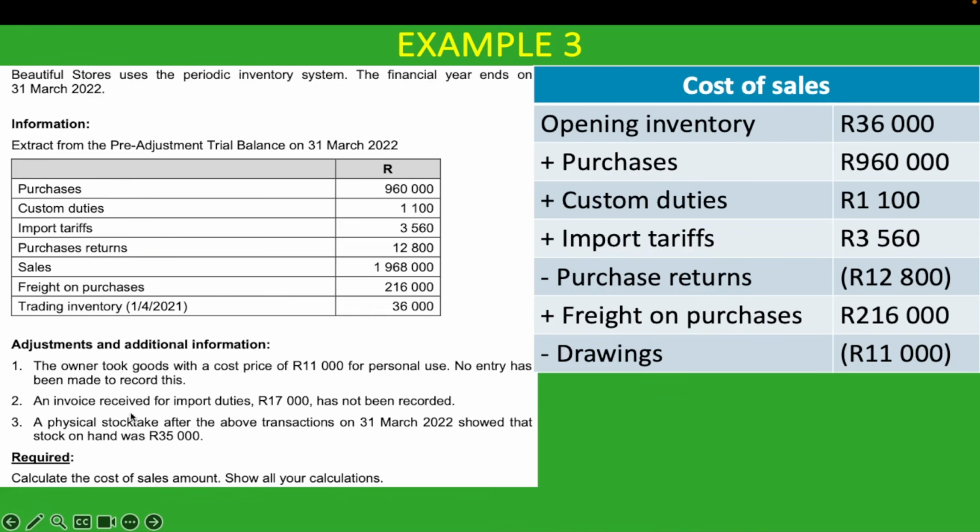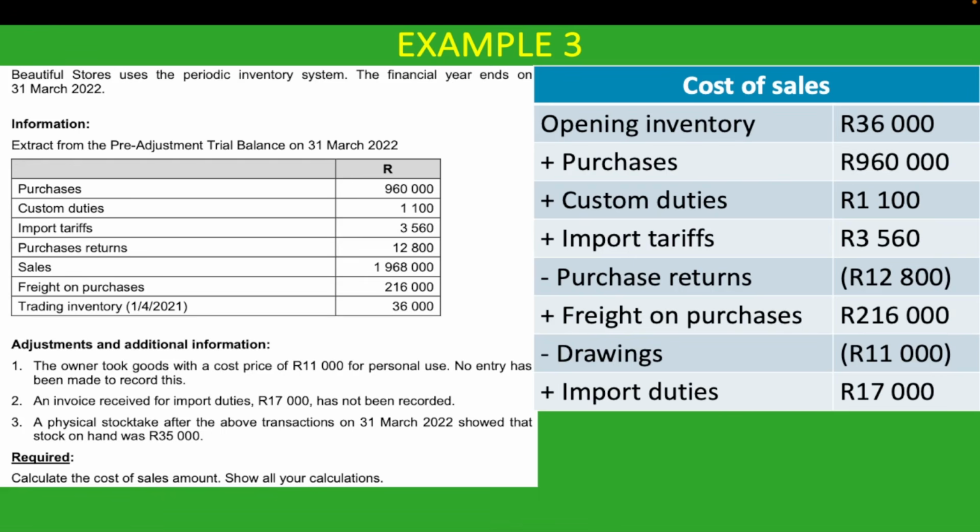And then number 2 says an invoice received for import duties of 17,000 Rand has not been recorded. So we have to add that 17,000 Rand as import duties. Remember, back to our formula, we're going to add import duties. Whatever import fees we've paid, as I've mentioned with the import tariffs as well, we're going to add it to the cost of our inventory. So plus import duties, 17,000 Rand.